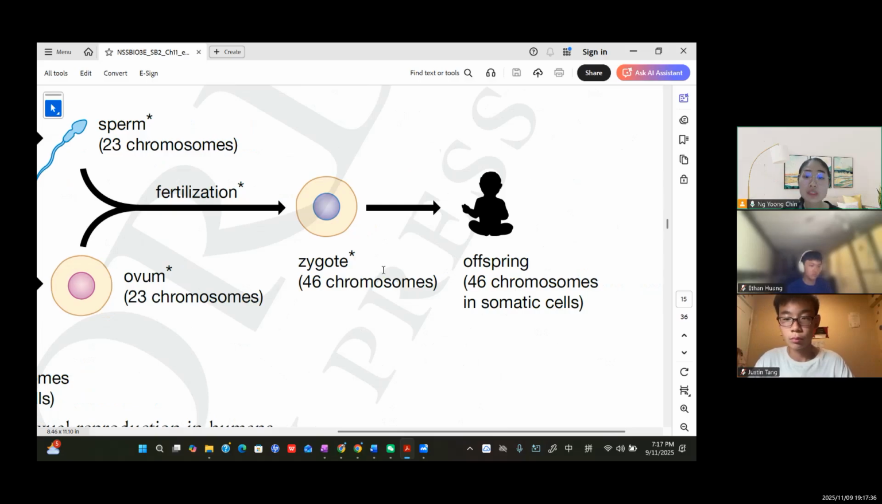So now they will do mitosis. They will do cell division, which is this. Okay, they will divide and become a ball of cells, become the morula and the embryo, and then now they will become the baby. Okay, the human baby, which is they will become you.